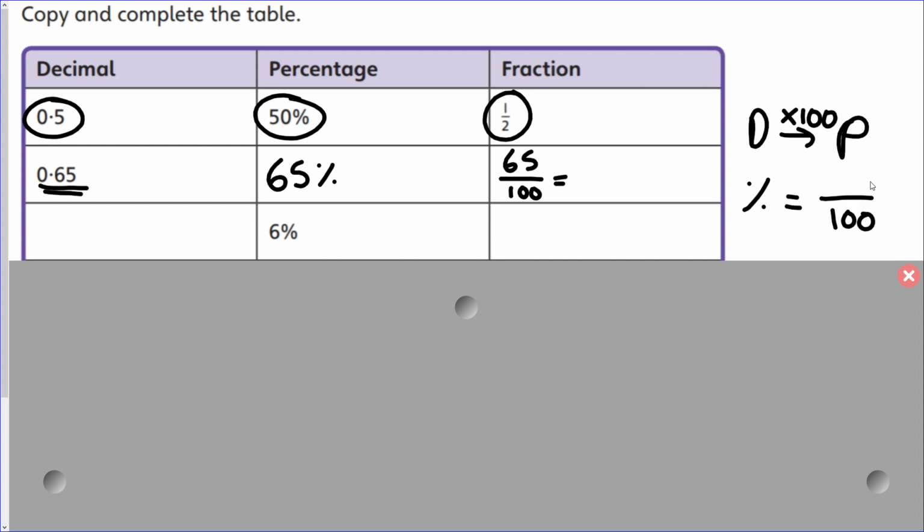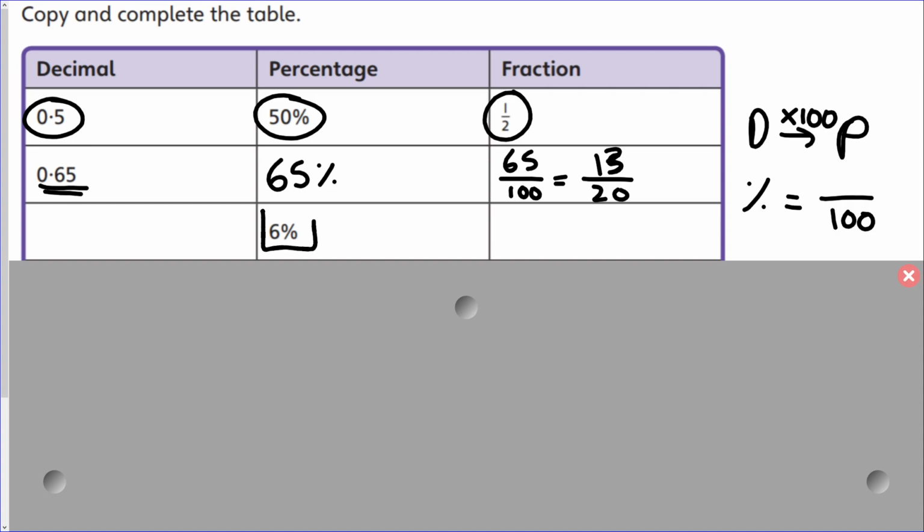Now, I should be simplifying that using the 4 questions, which I ask every single time. Do they go into the 10 times table? No. 5 times table? Yes, they do. And I can see that simplifies down to 13 20ths. Okay, so therefore we can't simplify anymore, so we have got our fraction 13 20ths. Then I look at the next row.